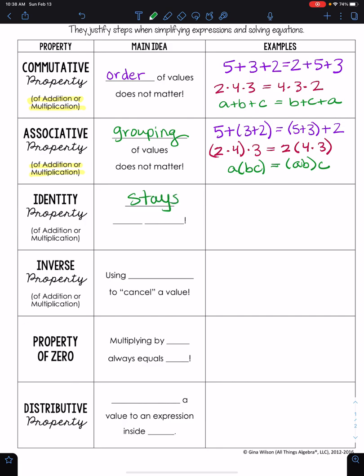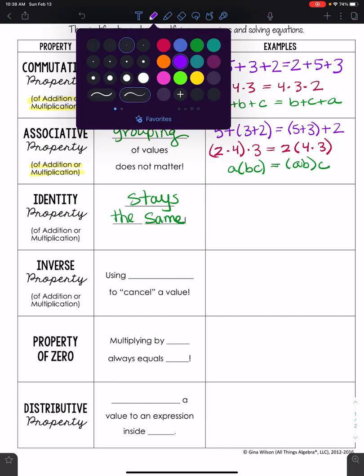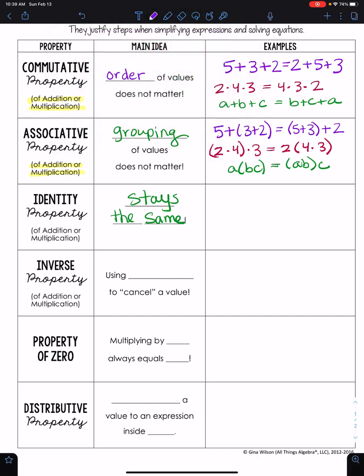It stays the same. That makes sense when you think about the word identity. You always stay who you are, no matter what you change about, like your appearance. If you were to dye your hair purple, you're still the same person. So we're going to see what happens in addition to keep a number the same. You can add 0, or you can multiply by 1 and not change a number, right?